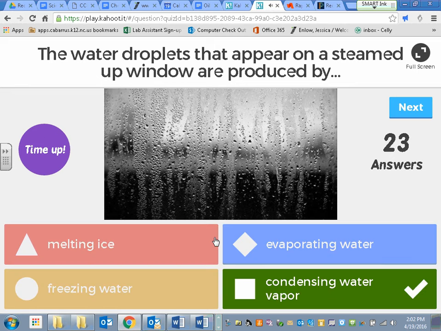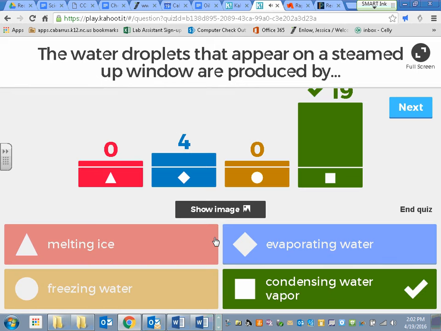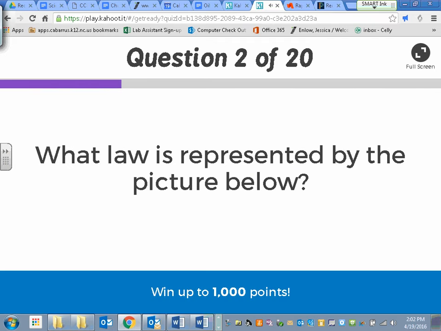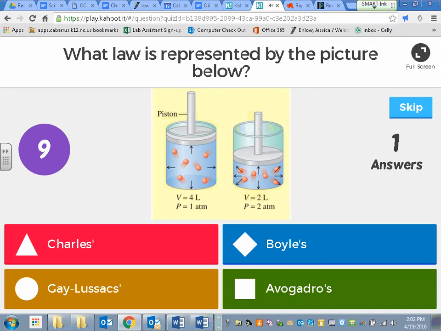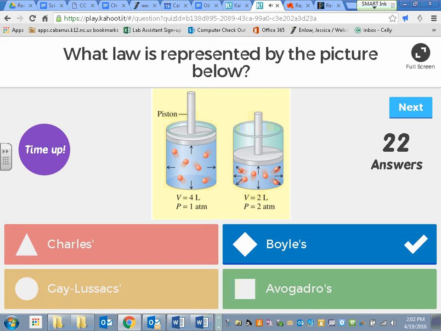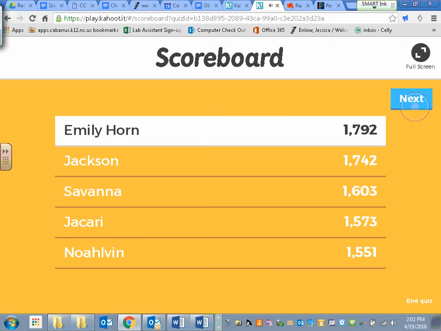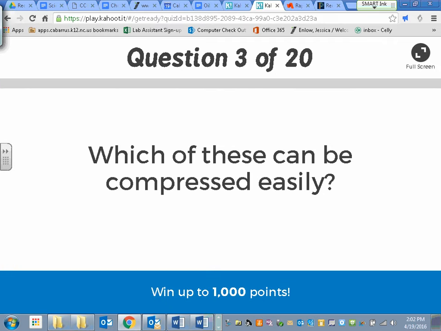And these are really, really quick this time, okay? Good, condensing water. Nice, okay. What law is represented by the picture below? PV and PV, P and V and V should be Boyle's law. Not bad. Which of these can be easily compressed?